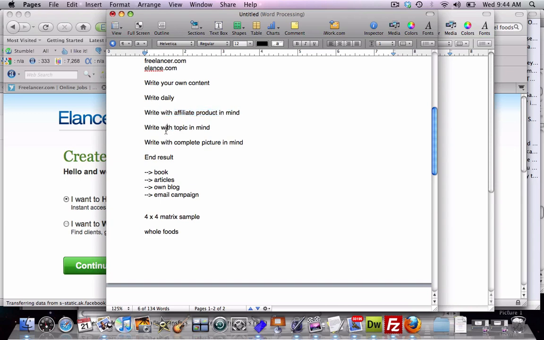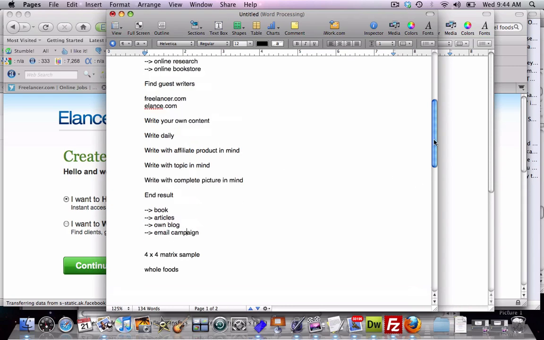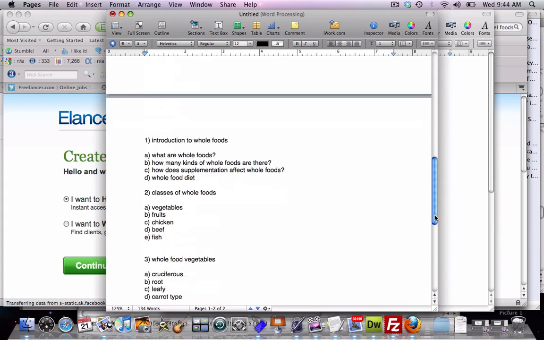I wrote this down right with the topic in mind. Obviously, if you're writing from a 10 by 10, you'll be writing with the topic in mind. This write with the complete picture in mind is the idea that all you have to do is write from one 10 by 10 matrix. And when you're done, you'll have a 100-page book. You'll have 100 articles or blog posts. So let's say, for example, 50 articles and 50 blog posts. And you'll have 50 emails in your email campaign. You liking this, folks? You liking this?